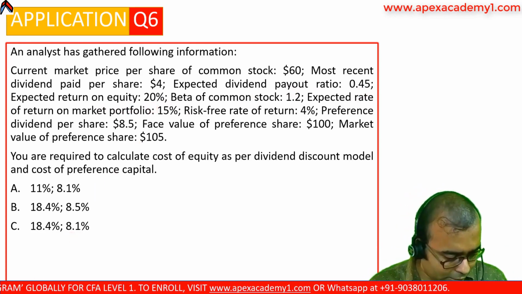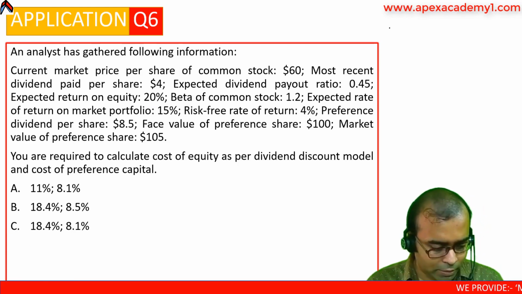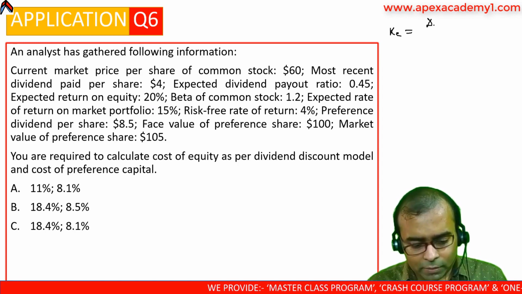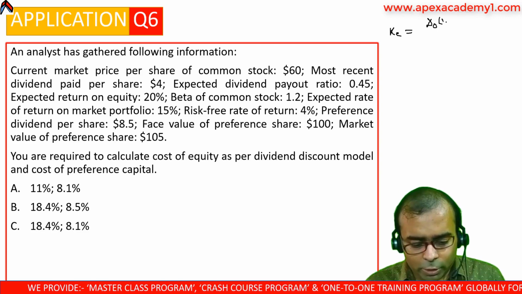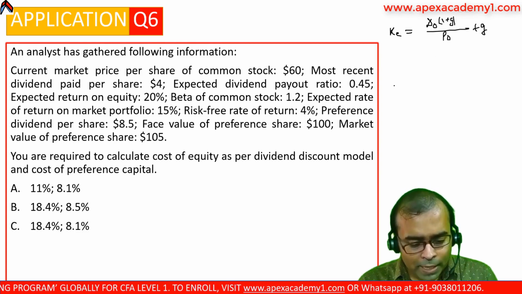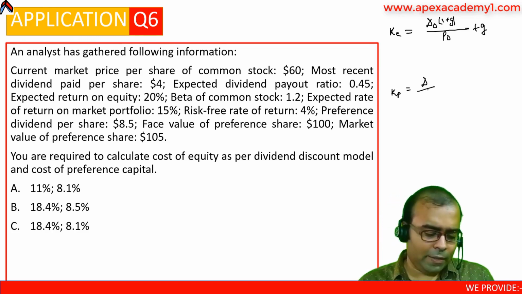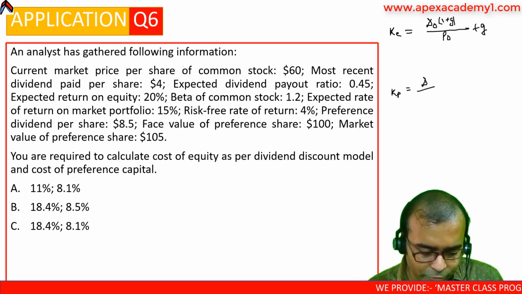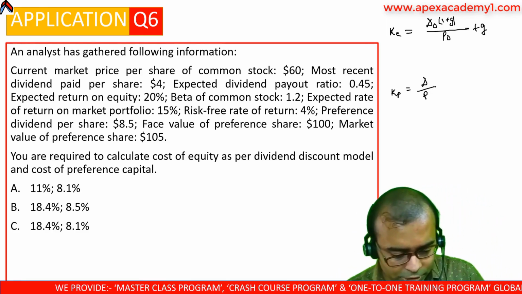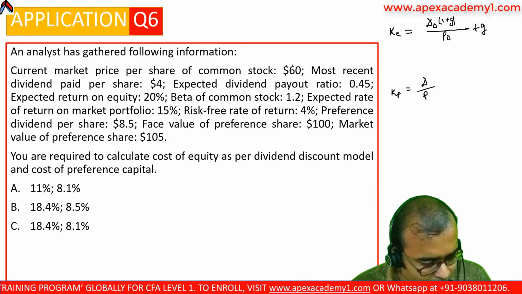Hang on. I think I should write the formula for now and do the calculation parallelly as I read the question. The formula for KE is D1 by P0 plus G, or D0 into 1 plus G by P0 plus G. This is the formula. And for KP, the formula is D by P, the perpetuity formula, where P is the price of the preference share. Basically dividend by market price of the preference share. Now let me plug in inputs.